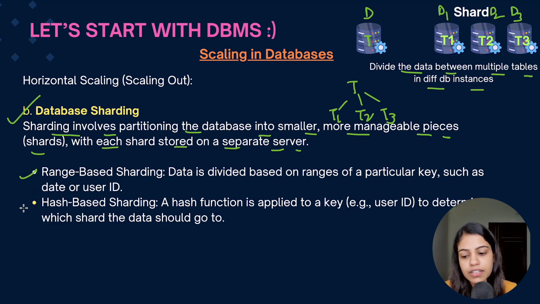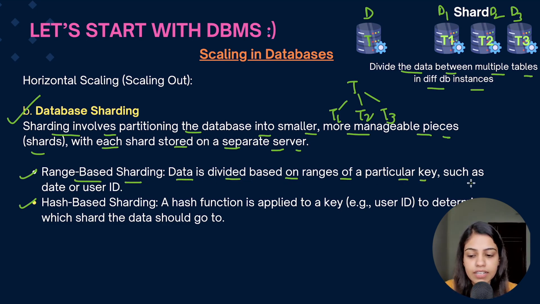There are two ways in which we can do the sharding. First one is range-based sharding, in which the data is divided based on the range of a particular key, such as date or user ID. So if there is a key, on that particular key we decide the range on which the data should be divided into different tables. Like 1 to 5 goes to T1, then 5 to 10 goes to T2, then 10 to 15 goes to T3. So on the basis of range, we divide the data among different tables.